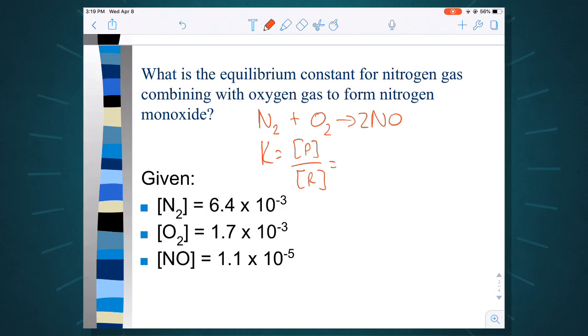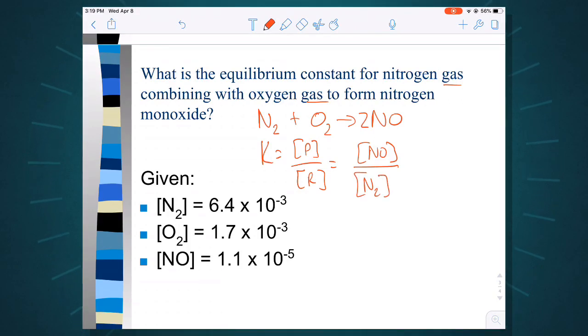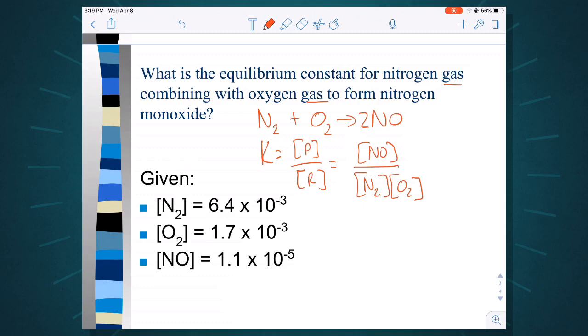So let's take a look at what my products would be. Now these were all gas, and nitrogen monoxide is a gas as well. So everything's a gas, so everything's going to fit here. So we're going to put NO up on top, and then on the bottom we're going to put N2, and then we also have O2, so it's going to be times O2, right? So basically everything is being multiplied and divided.